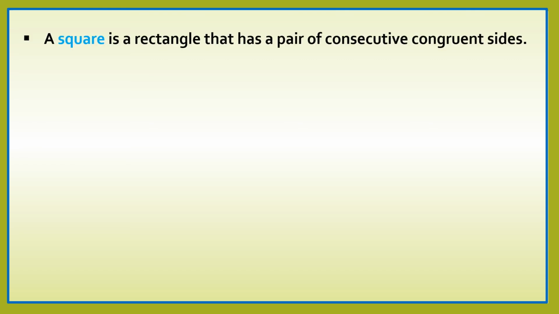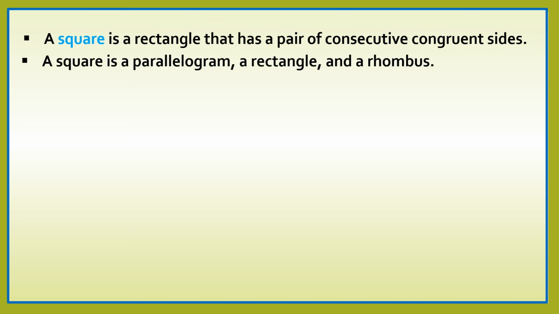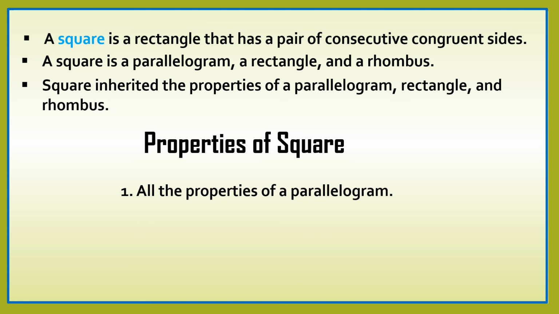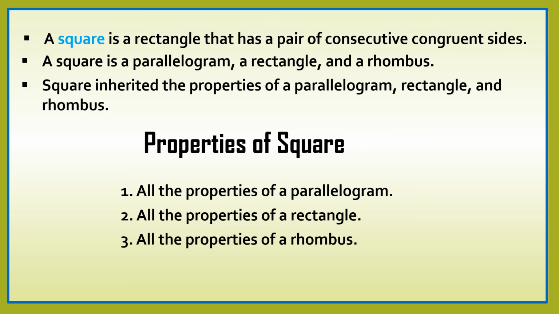And the last type of special parallelogram is a square. A square is a rectangle that has a pair of consecutive congruent sides. A square is a parallelogram, a rectangle, and a rhombus. Square inherited the properties of a parallelogram, rectangle, and rhombus. Therefore, the properties of square are all the properties of a parallelogram, all the properties of a rectangle, and all the properties of a rhombus.